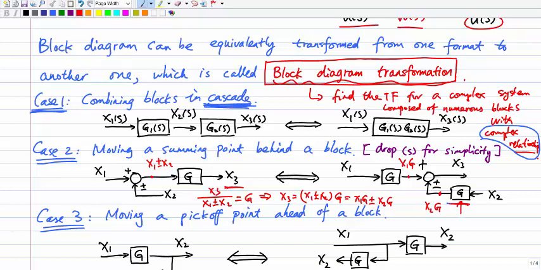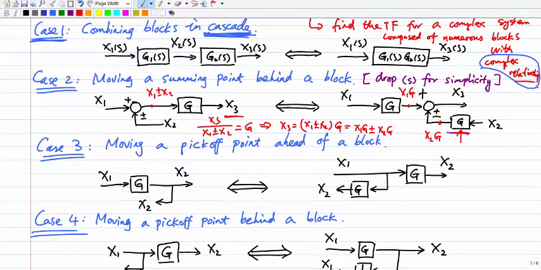Similarly, case 3 is moving a pickup point ahead of the block, okay? For this case, I have to move this point. For example, I have feedback, and I want this feedback to go to the previous beginning. If I do the calculation here, my X2 goes here. I can let the X2 keep going. If I want to move this one over here, I have to multiply by G.